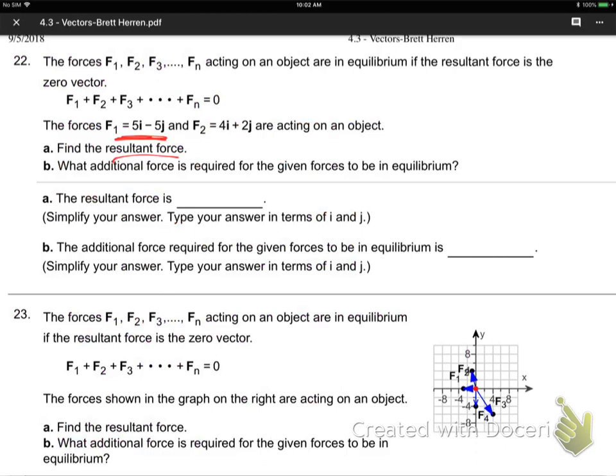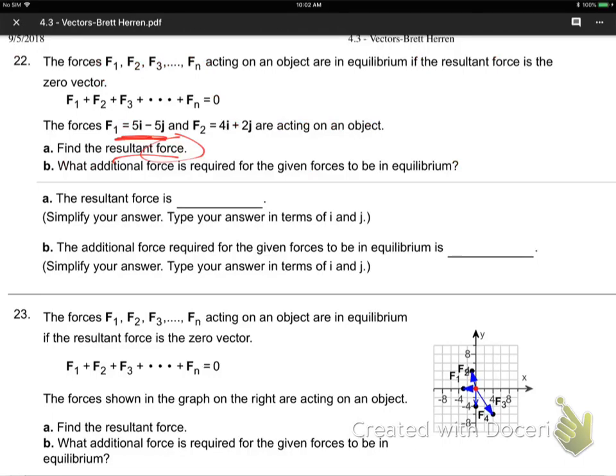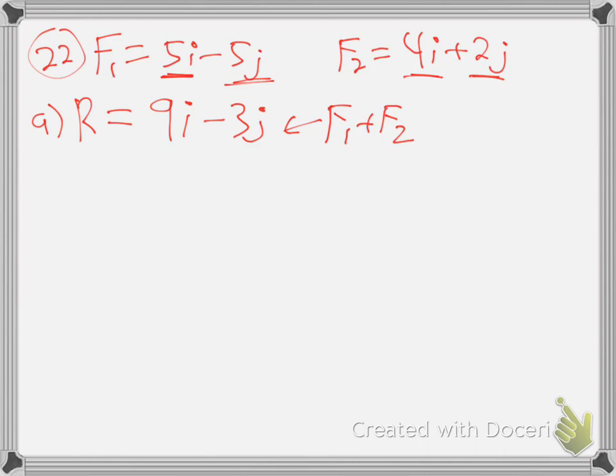Okay, so they're saying they want the resultant force. That means they want a vector. So I go i with i, 5 and 4, 9i, and j with j, minus 5j plus 2j, minus 3j. So there's the resultant vector. I just added up f1 plus f2. Do they want you to reduce or factor out? No.